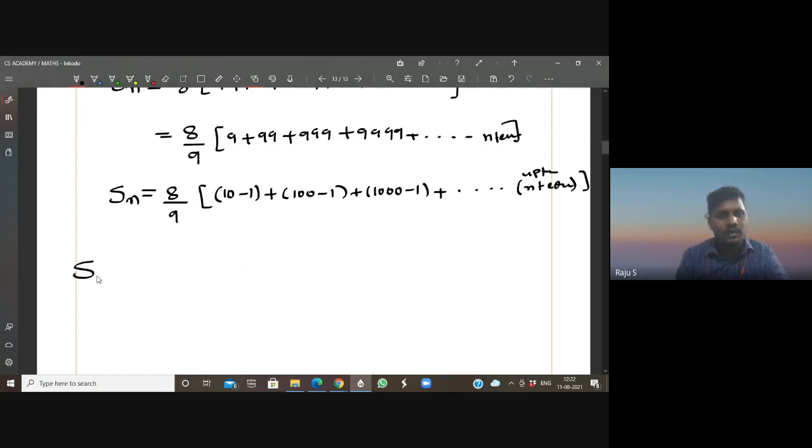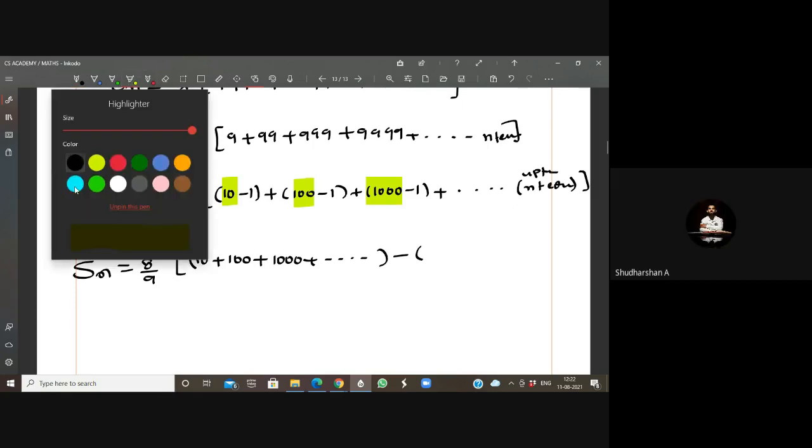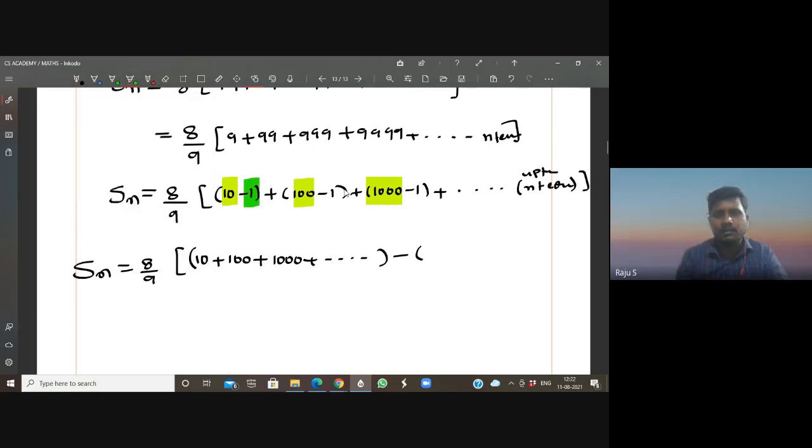Okay, now students, Sn is equal to 8 by 9. Then after, see, I need to write 10, 100, 1000, 10,000, everything at one place with plus: 10 plus 100 plus 1000 plus. At one place, the remaining values are minus 1 into n. Minus n, sir. Yes, that will become directly n. Minus 1, minus 1, minus 1, so minus 1 will be repeated n times.